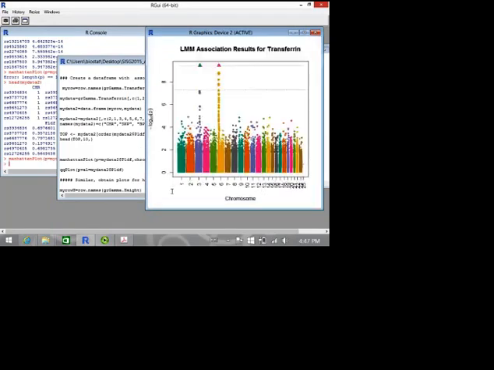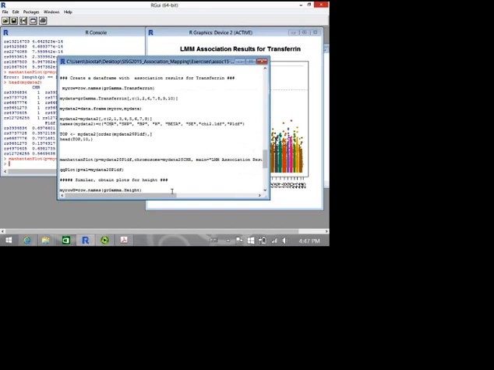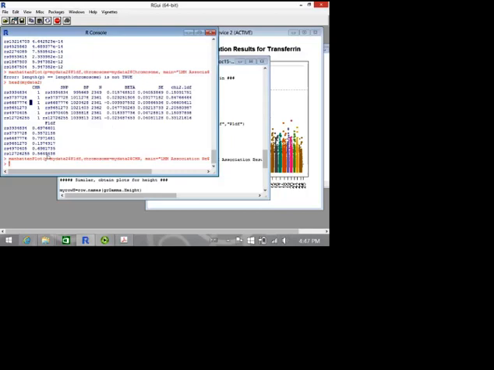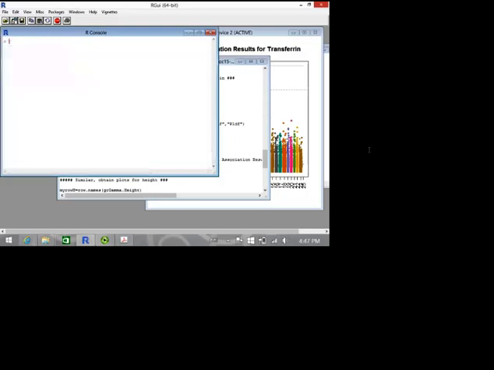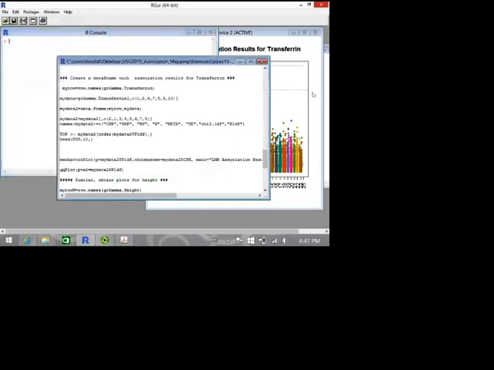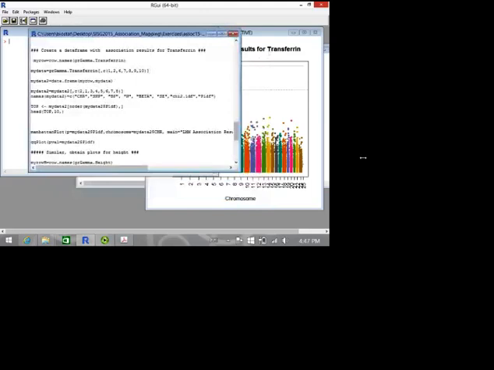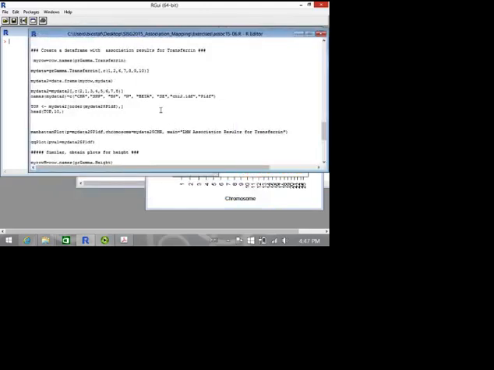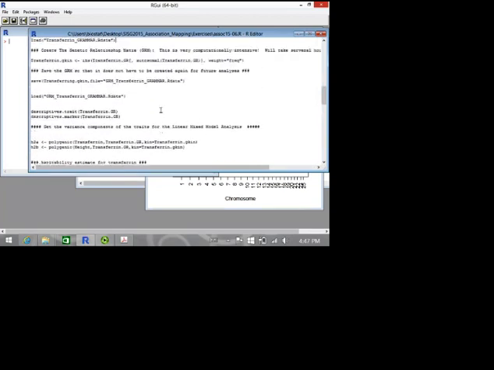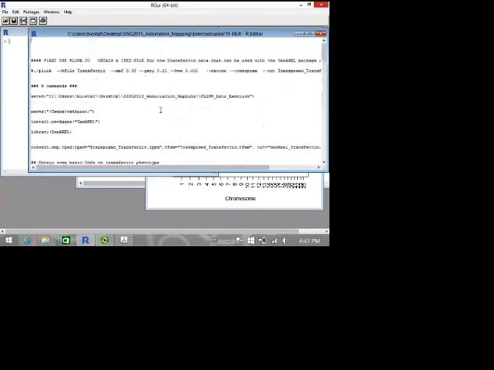All right, so let's take a look at some of this. For this analysis, you first needed to create a TPED file. So that's a transposed PED file.